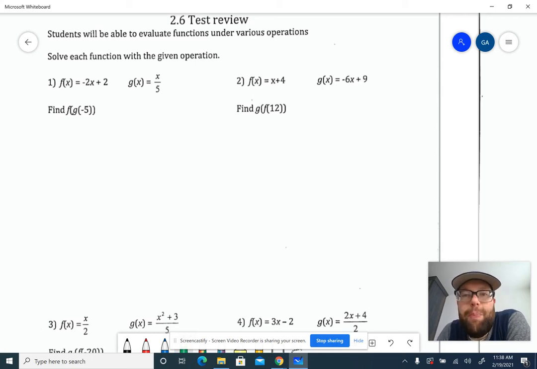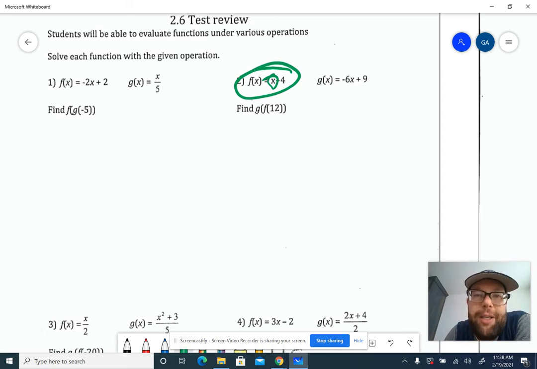So the first step is to figure out what f of 12 is. We need to plug 12 into the f function, which is right above it. We're going to take that x and replace it with 12. It's just substitution, just like our last unit.